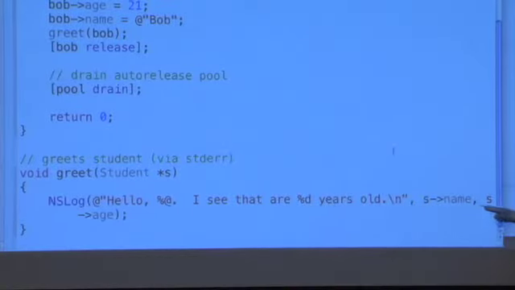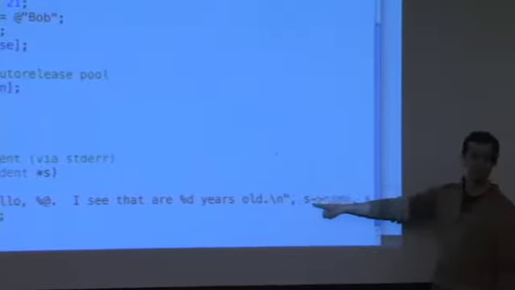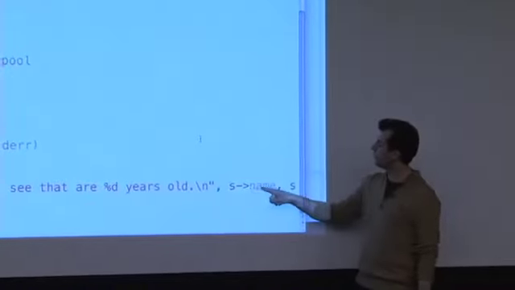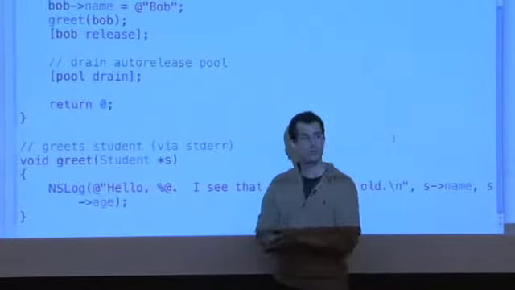Now, how do I plug in those placeholder values? Well, using the same syntax with which I set them. s arrow name, s arrow age, done.